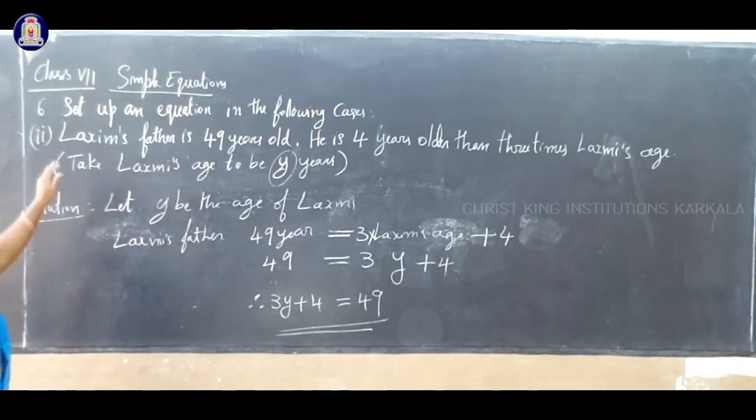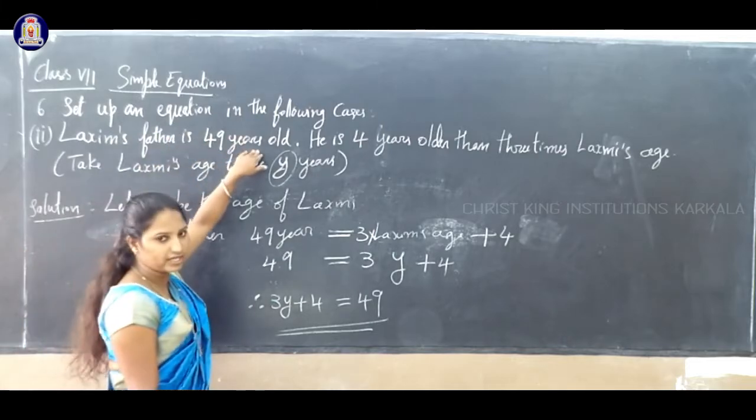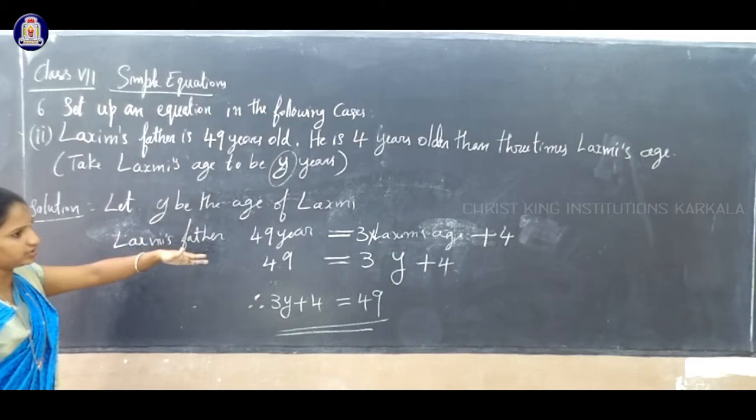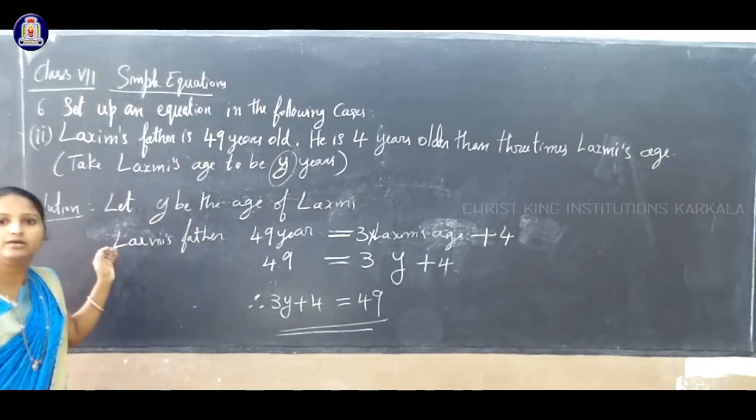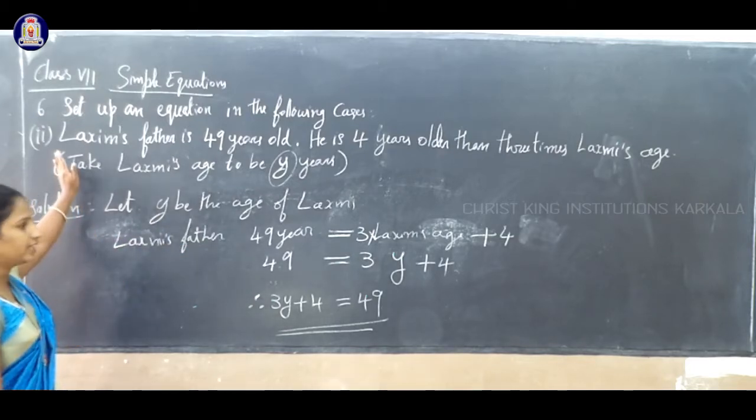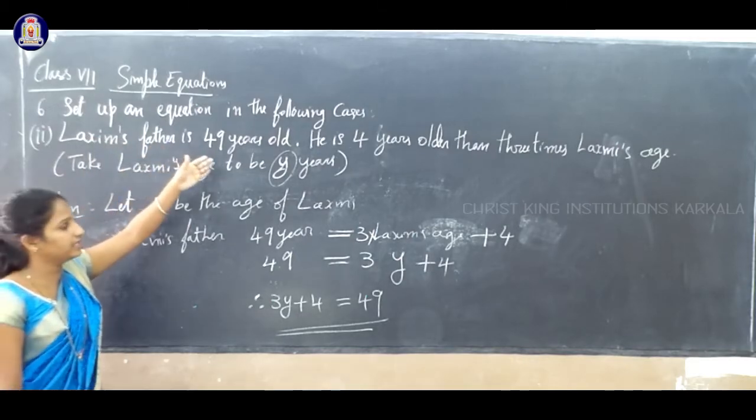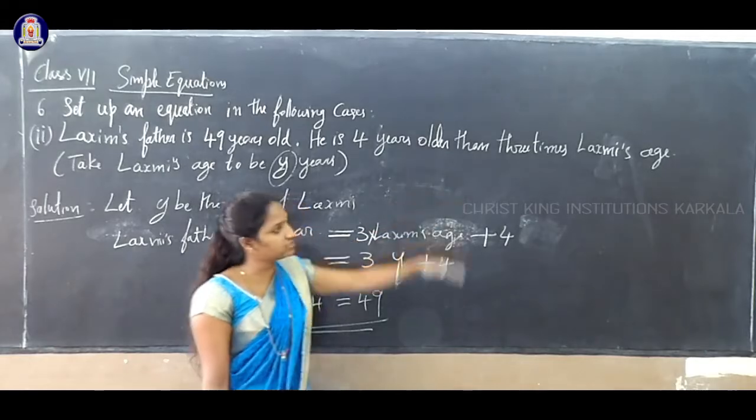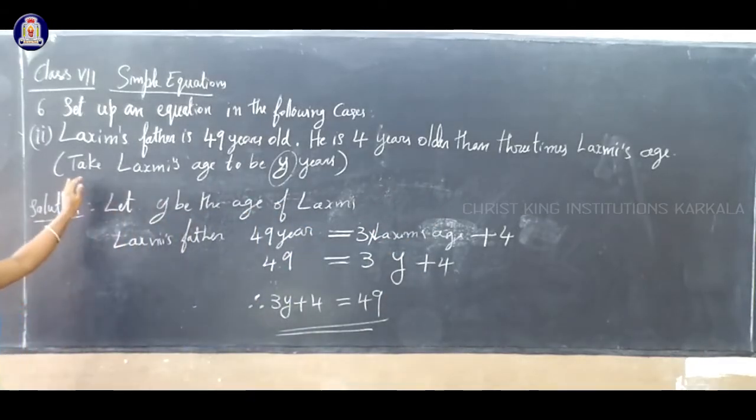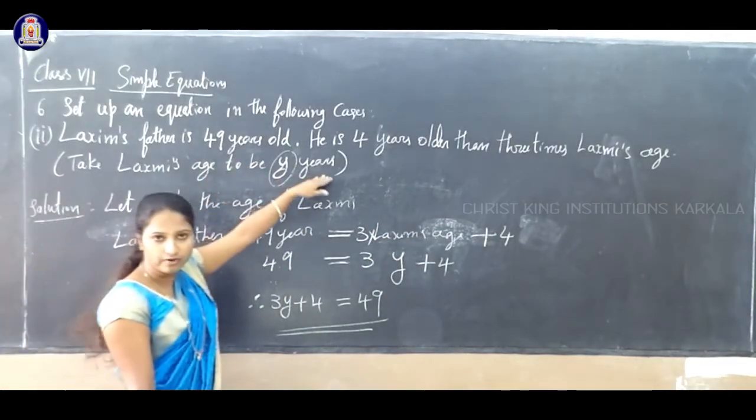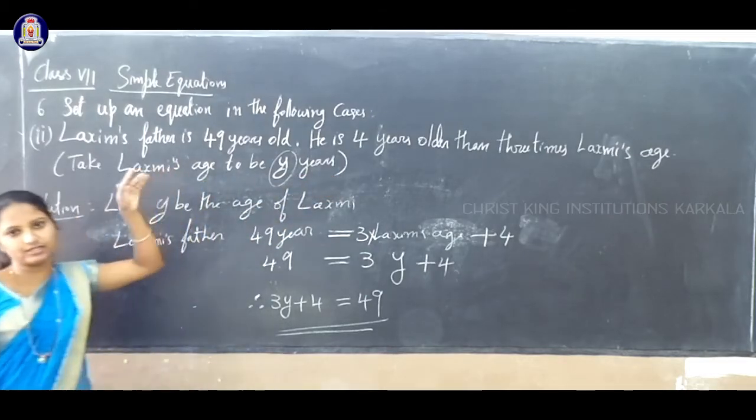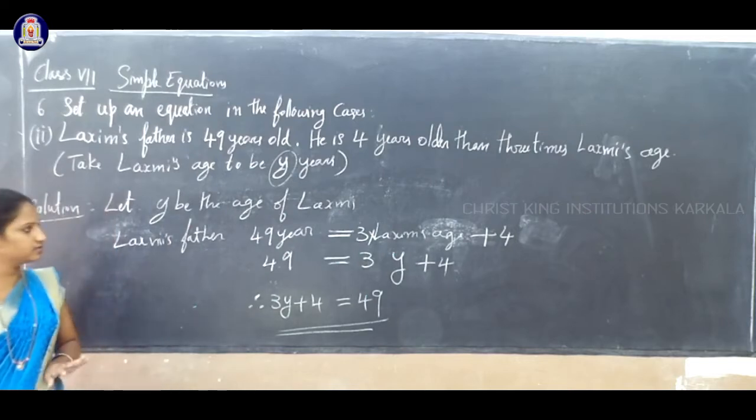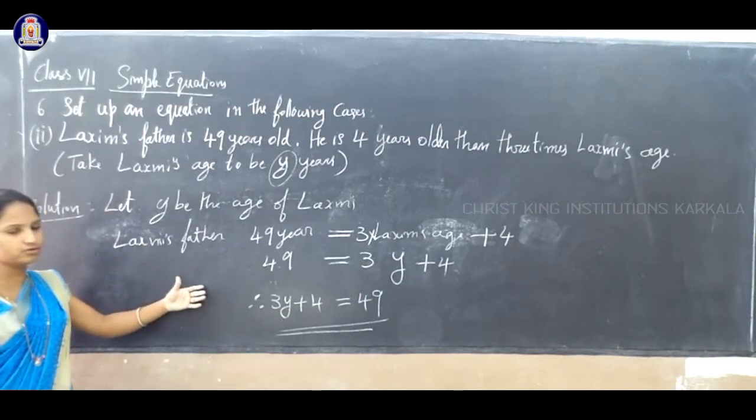The question is, set up an equation in the following cases. Here it is given in words, so you are writing the equation. How can we form an equation using the sentence? Lakshmi's father is 49 years old and he is 4 years older than 3 times Lakshmi's age. Take Lakshmi's age to be Y years. This is a hint, and using this we can set up the equation. So you read the question, then form the equation.